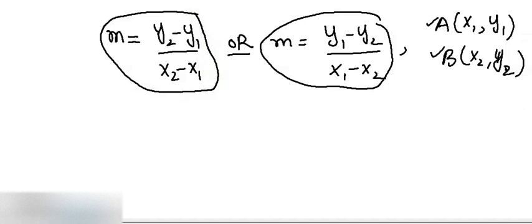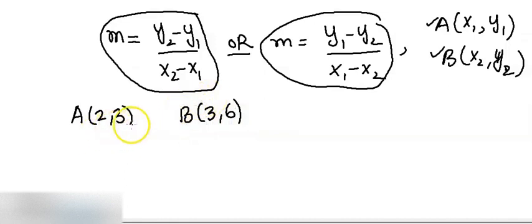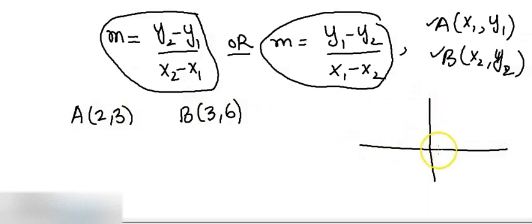For example, I have got 2 points. Let's say this is my point A, which is 2 comma 3, and let's say I have another point B that is 3 comma 6, and I am interested in what is going to be the slope of the line that is passing through these 2 points. We can look at the line. So 2 comma 3 is over here, and 3 comma 6 is somewhere over here. So this is going to be my line, basically this is the line.